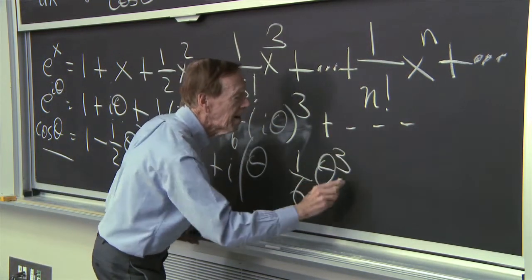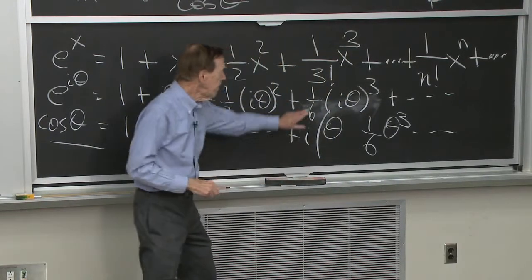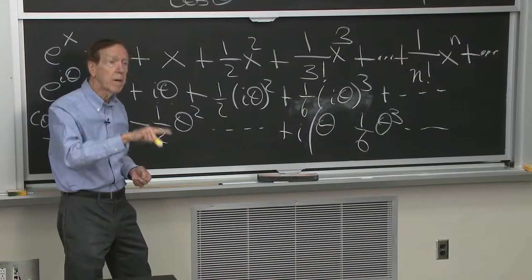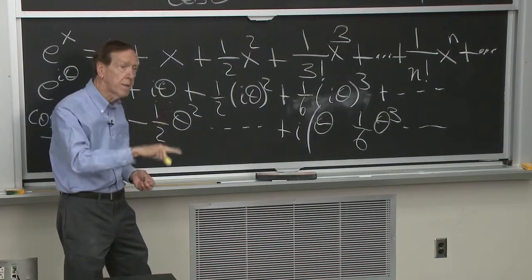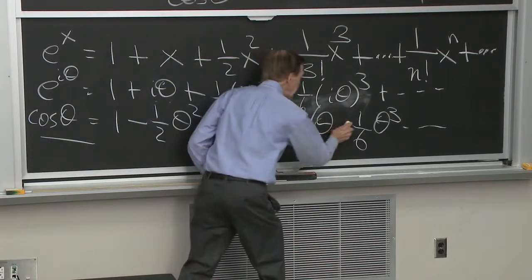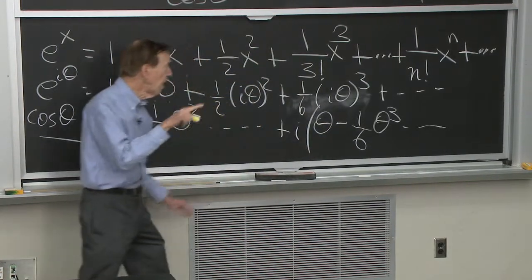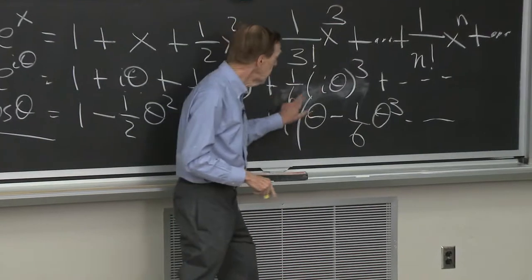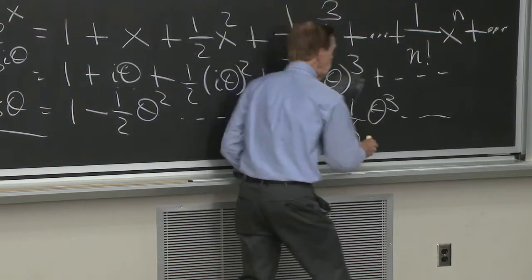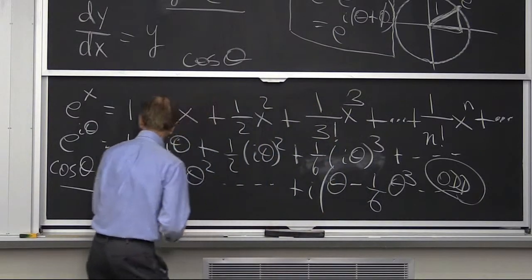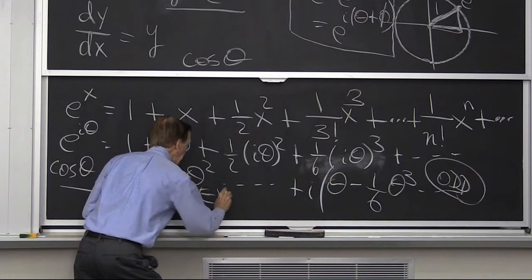What's i cubed there? i cubed is i squared times i. So that's minus 1 times i. So I just need a minus there. I have an i, and the minus accounts for i squared. And then the 1/6 theta cubed and onwards. So this is the odd powers. This is the even powers.